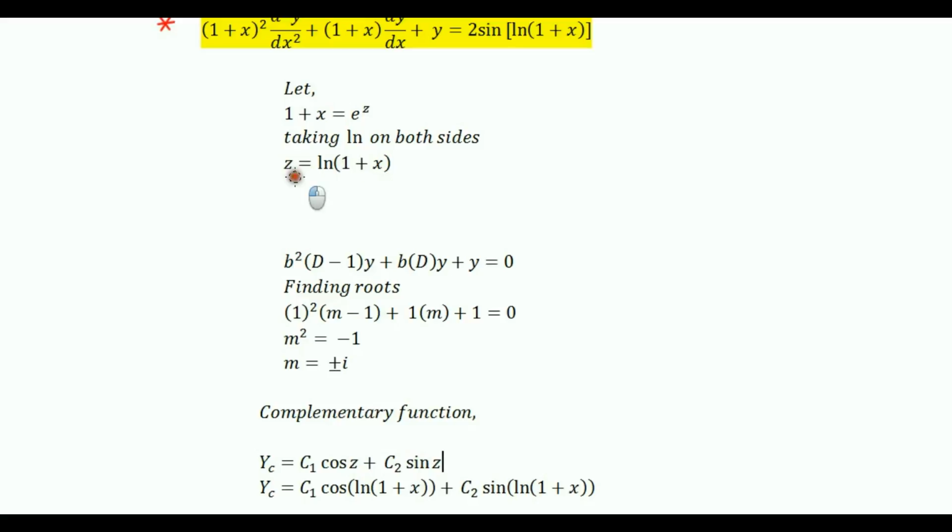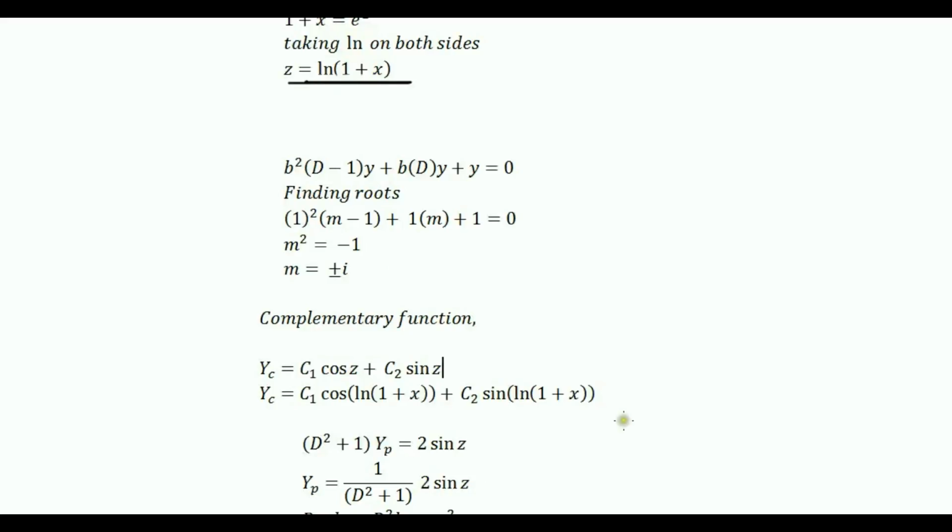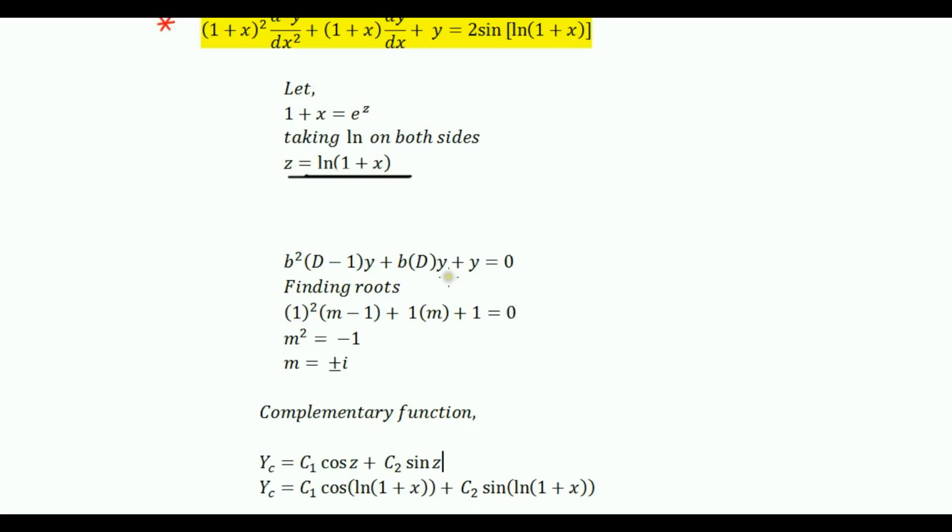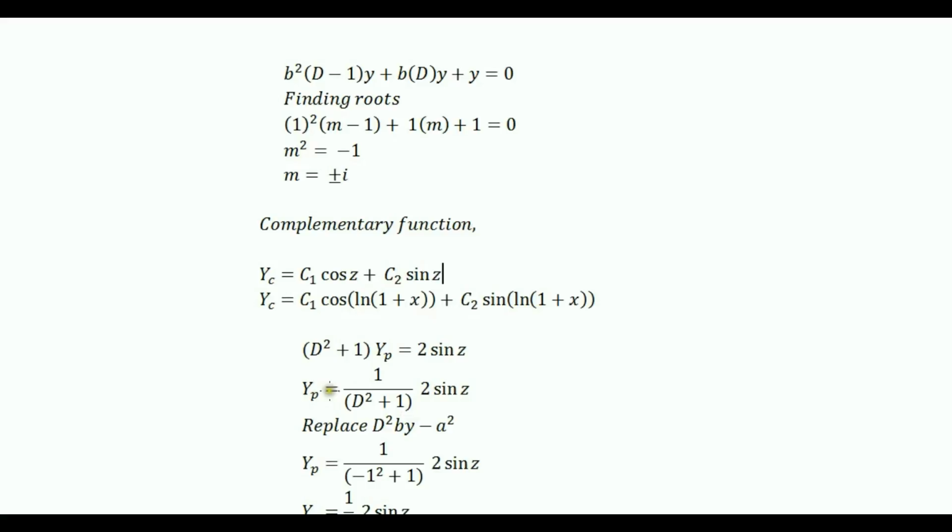from here. Let me show you from here. So my complementary function will become c1 cos(ln(1 plus x)) plus c2 sin(ln(1 plus x)). Now I will find out the particular integral. The particular integral of this equation will be yp equals 1 upon (D square plus 1) of sin z. Now I will replace D square by minus a square, so my equation of yp will look like this.